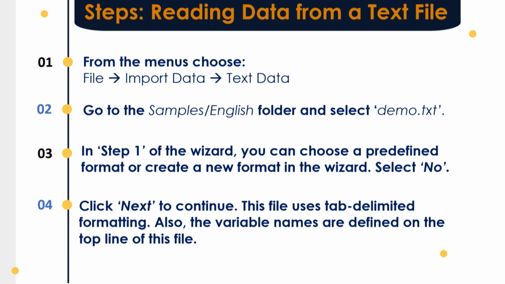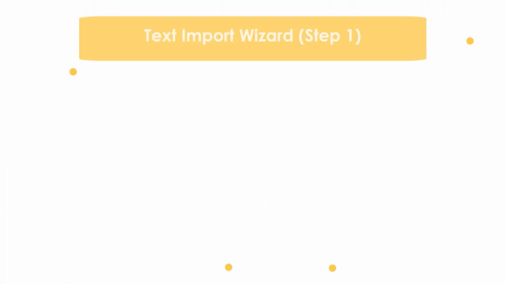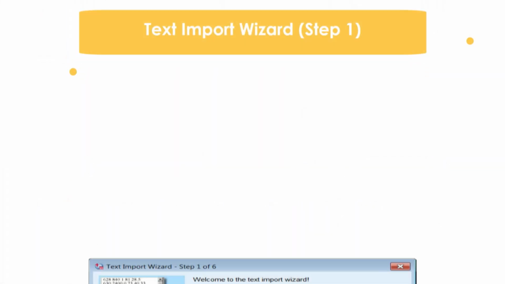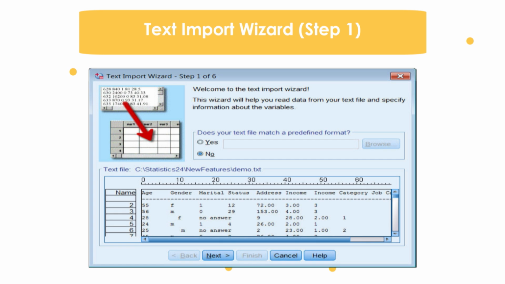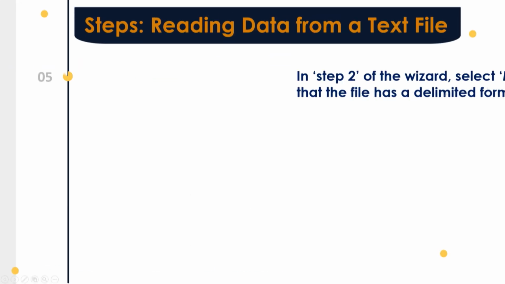This file uses tab delimited formatting. Also, the variable names are defined on the top line of the file. Let us see how the text import wizard looks. So now you can see here this is the text document and how we are going to import the text document into SPSS. Now, you can see here we have age and gender; these variables have been in the text file and we have imported those into SPSS, and then click Next.